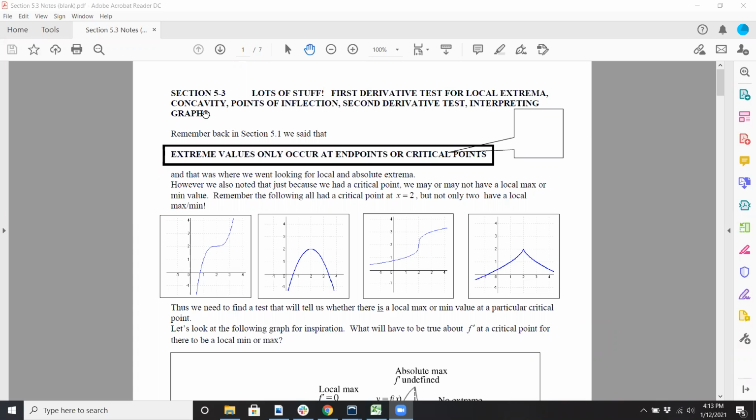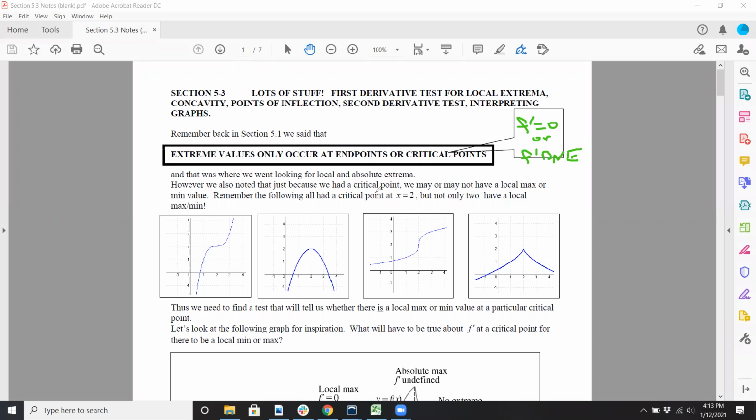But remember back in section 5.1, which actually was not that long ago, we said that extreme values only occur at endpoints or critical points. Remember, critical points are when f prime equals 0 or f prime does not exist. And that's where we went looking for local and absolute extrema.